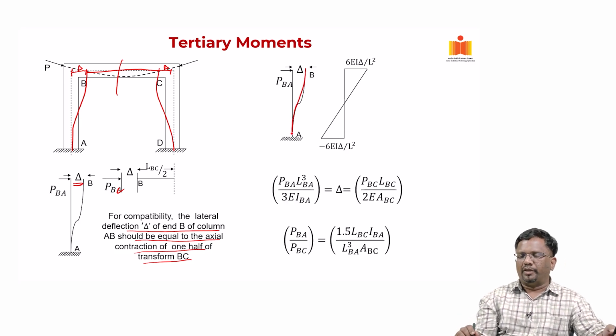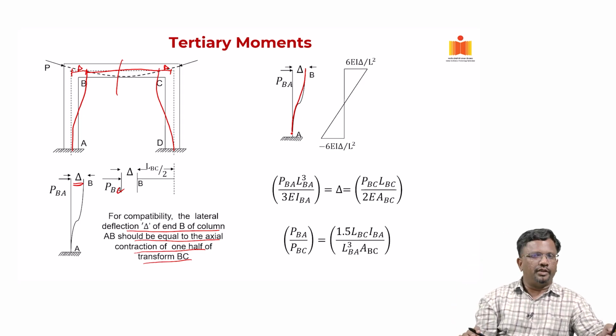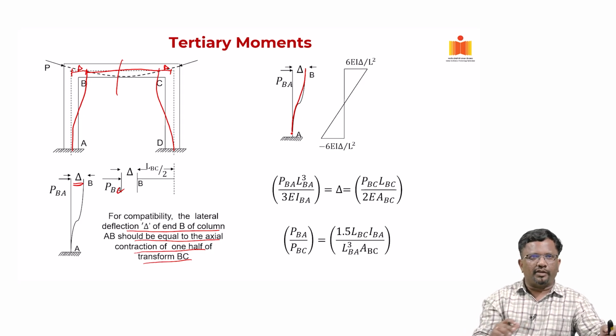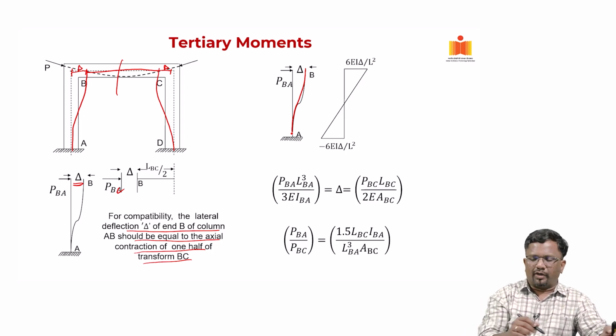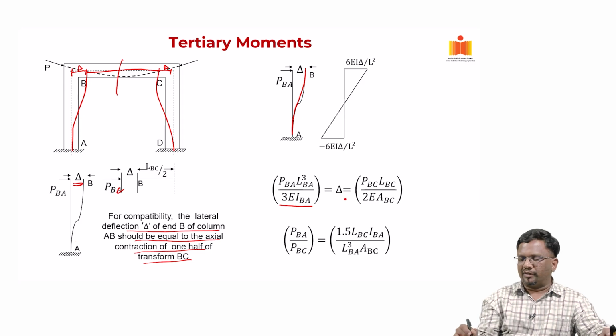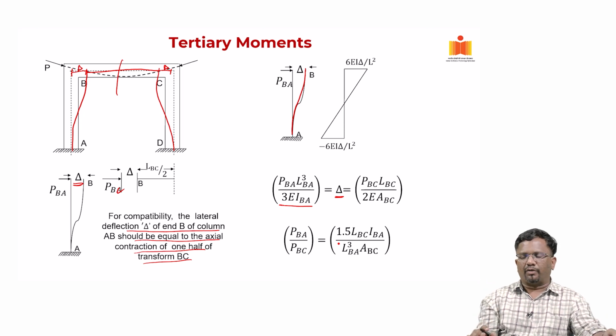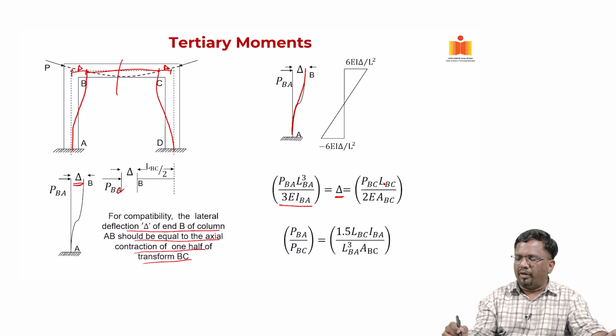So, you get 6 EI delta by L square. This is the moment that will be developed because of the support settlement. A similar thing will happen, and we need to account for it. If you make this assumption, and assume this to be like a cantilever, delta is going to be PL cubed by 3 EI for the column member AB. If half of that beam is undergoing axial contraction, and that is the axial load, then it will be PL by AE, and now I am considering L_BC by 2 for L.